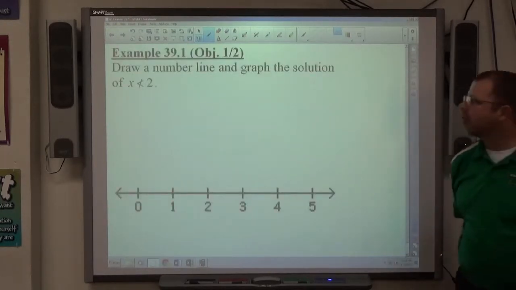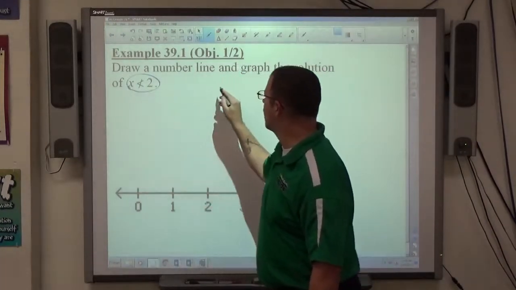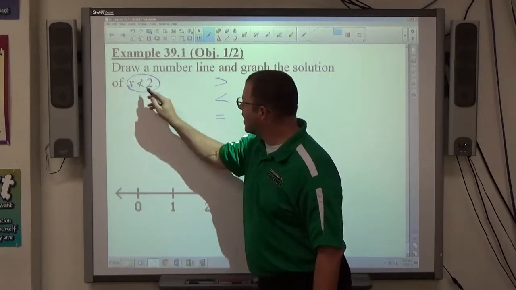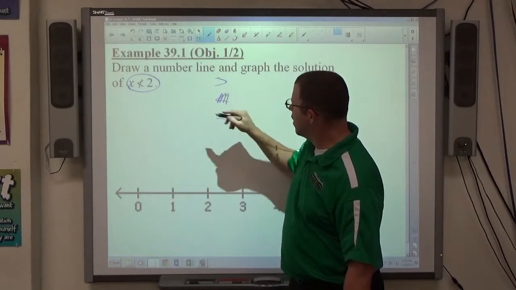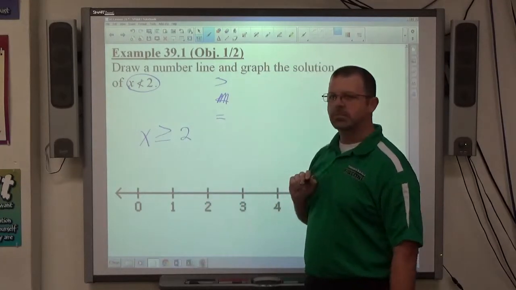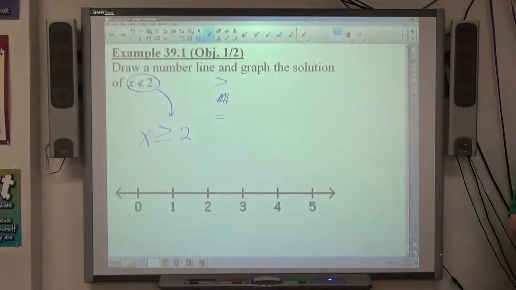So, draw a number line and graph the solution of x is not less than 2. Again, our choices are greater than, less than, equal. This says not less than. So that means x must be either greater than or equal to 2. So translate what x is not less than 2 really means.